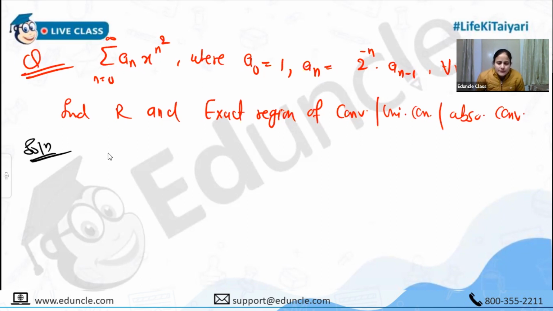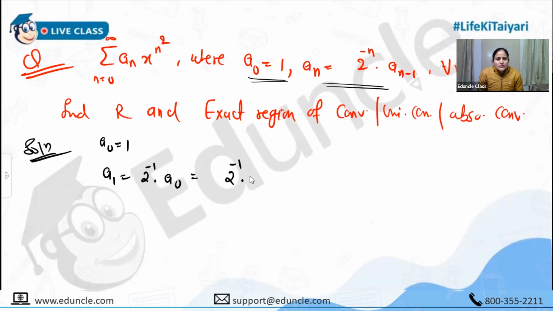Okay. So whenever I have such a power series, but the coefficients are defined by such a recurrence relation, we need to find a general term for the coefficient sequence by observing the terms. Okay, so here a naught is equal to 1. a1 will be what? a1 will be 2 raised to minus 1 into a naught. So 2 raised to minus 1 into 1. Okay, so I just have here 1 by 2.